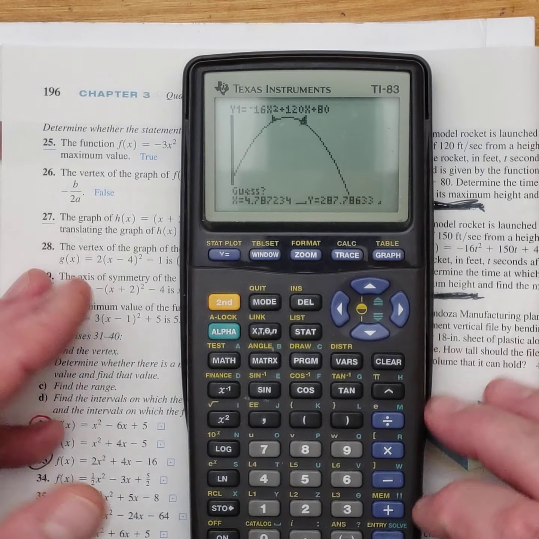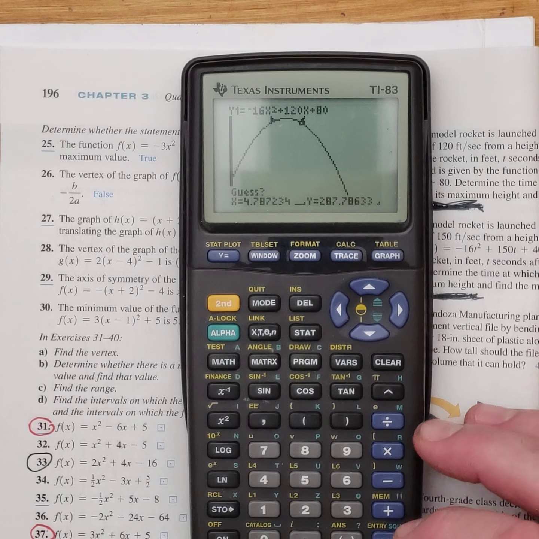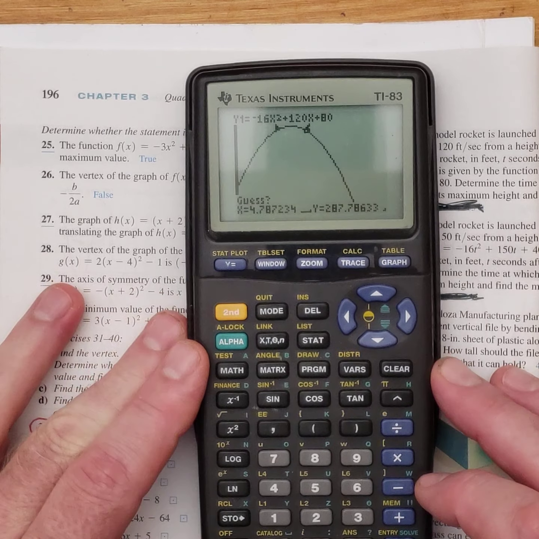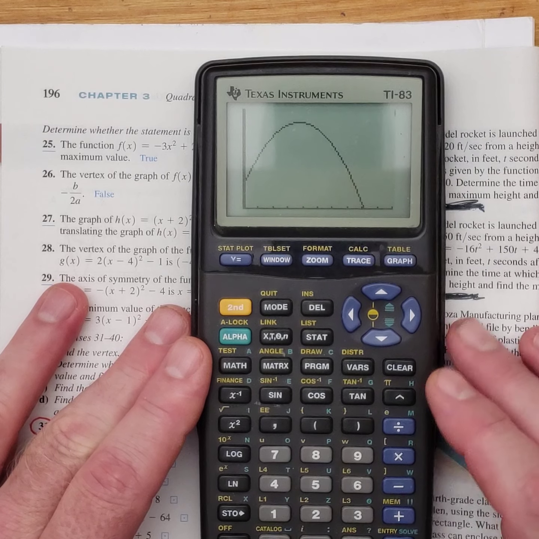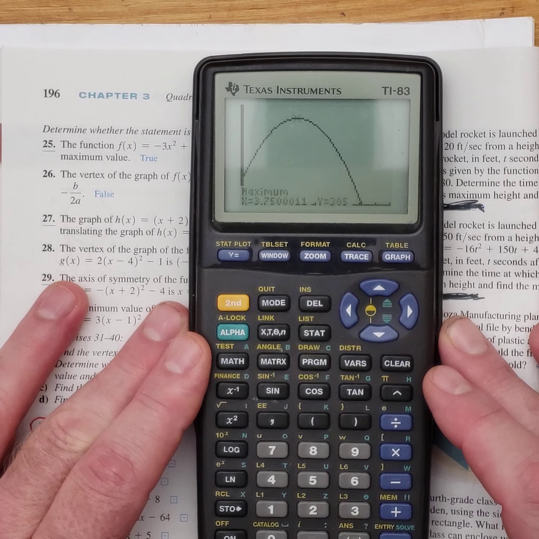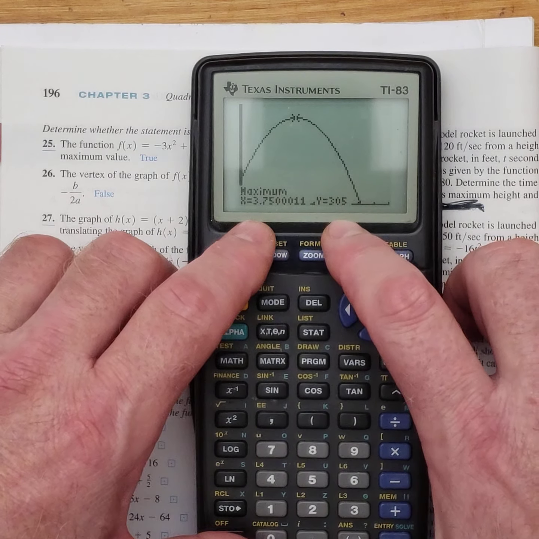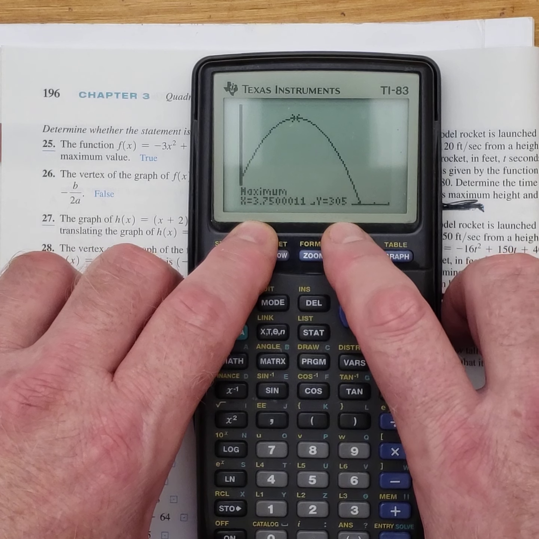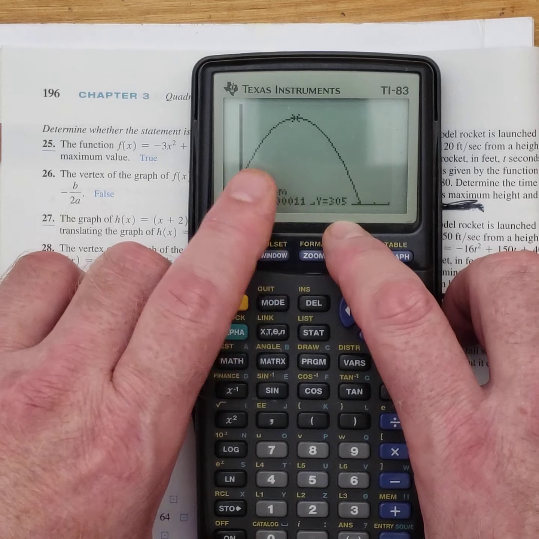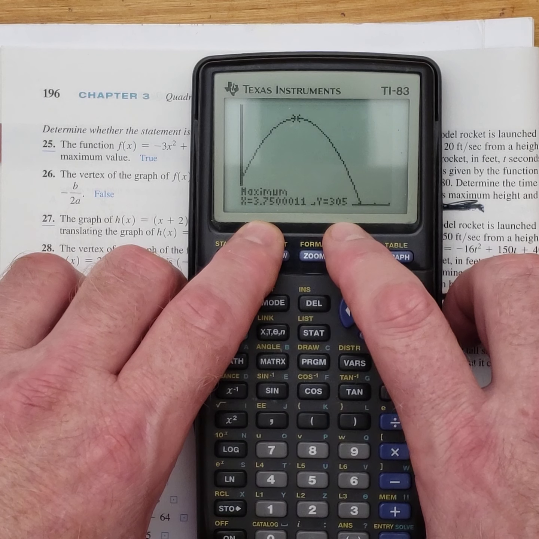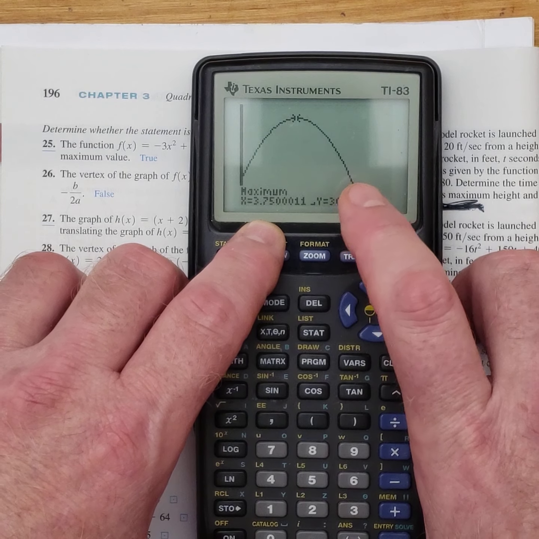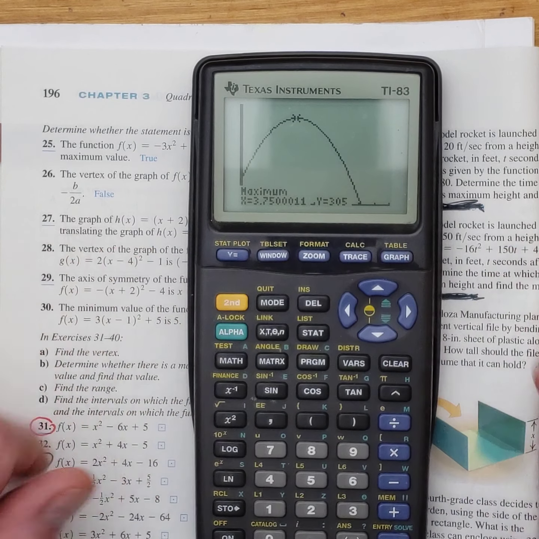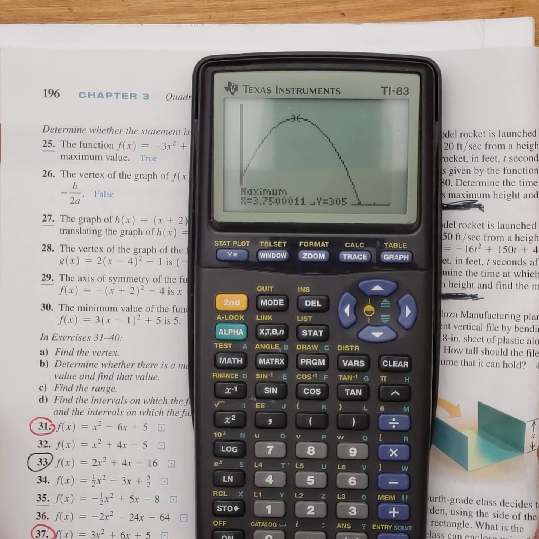And the reason we need to do this is your graph might have multiple high points that you want to find. So we kind of need to limit it to which one it's going to look for. Hit enter again, and we get our vertex, which is 3.75, 305. And you got to remember the X is the time. So 3.75 seconds, almost 4 seconds, it took to get up to a maximum height of 305 feet. And that's all there is to doing these throw a ball in the air problems.